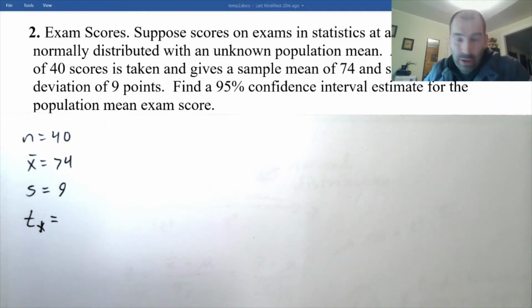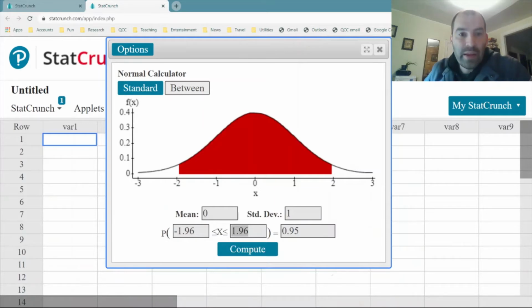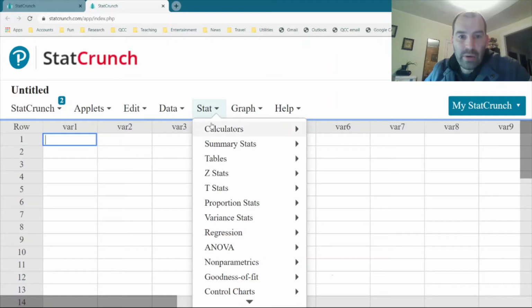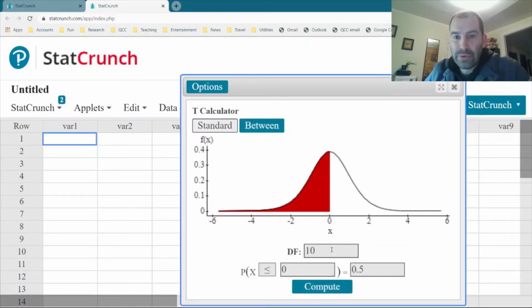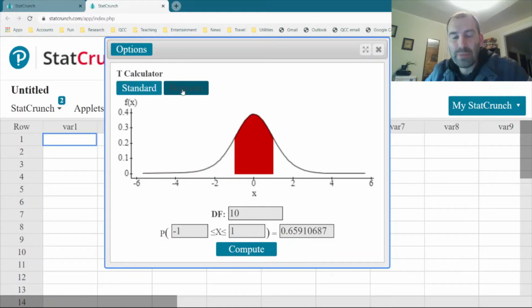What we're going to do is go to our probability calculator. This is not a normal distribution, so get rid of that. Let's load up our t distribution. Here it is. I want to find the t star value that bounds 95% of the data between, so I'm going to hit between here. I want the degrees of freedom. Notice they have a df here, degrees of freedom. That'll determine which t distribution we're looking at.